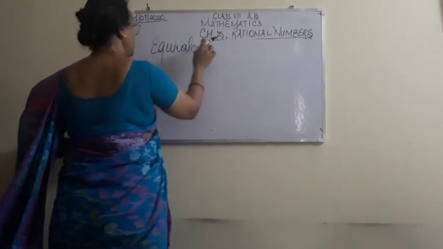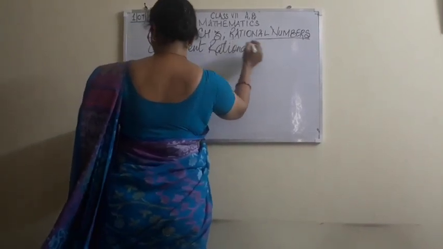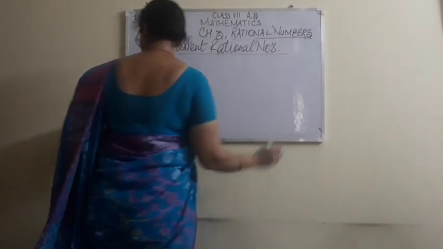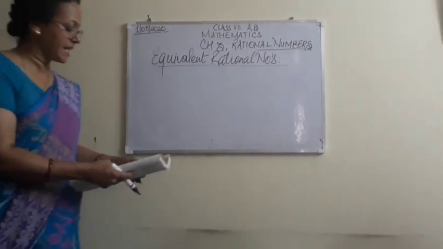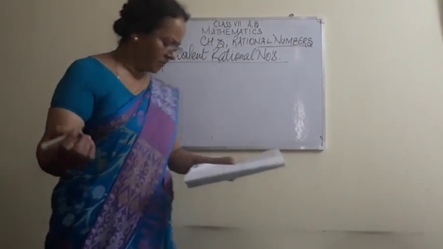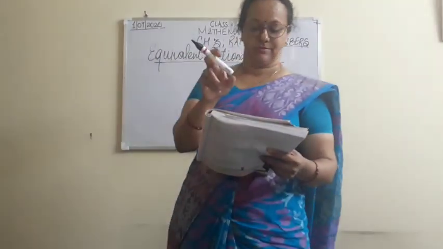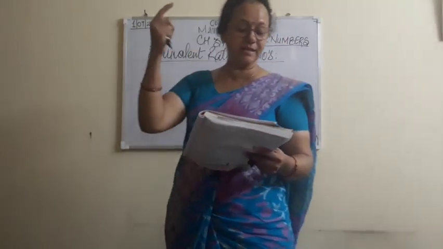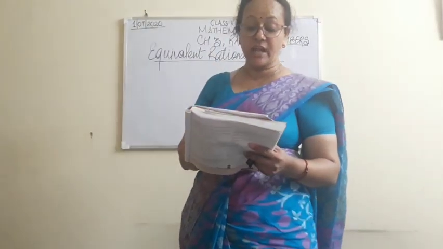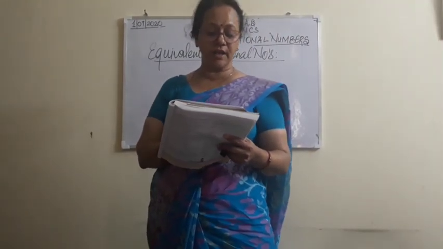Equivalent rational numbers. Okay, students, this is equivalent rational number. Now, what is equivalent rational number? Which are equal. The rational number, open your book, page number 24, and where it is written with the green color, equivalent rational number. Before that, it is written thus. Don't write thus. Only start with: the rational numbers which are represented by the same point on a number line are called equivalent rational numbers.